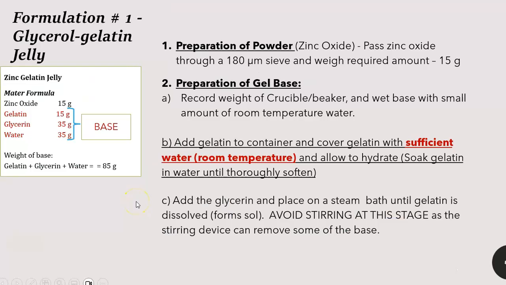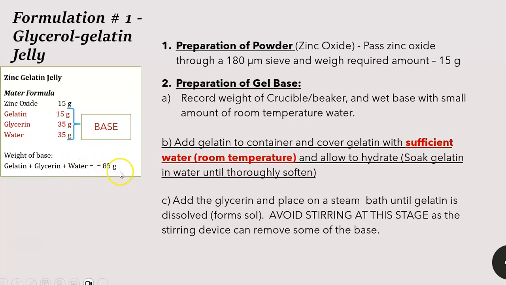Let's get cracking. So the first formulation is zinc gelatin jelly. It's a real old formulation, right? But again, demonstrating the principle of how you make your jelly base, which is made up of gelatin, glycerin, and water. And for this recipe, it would add up to, I think that's 85 grams, right? And so you need to know the weight of your beaker. And so that's what you're aiming for. You made the weight, you made the base by weight.